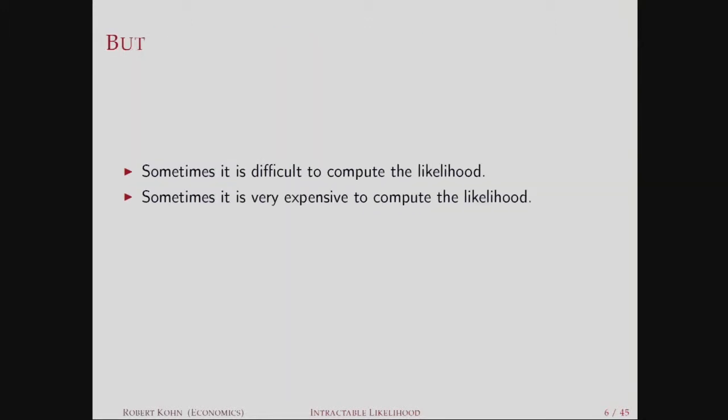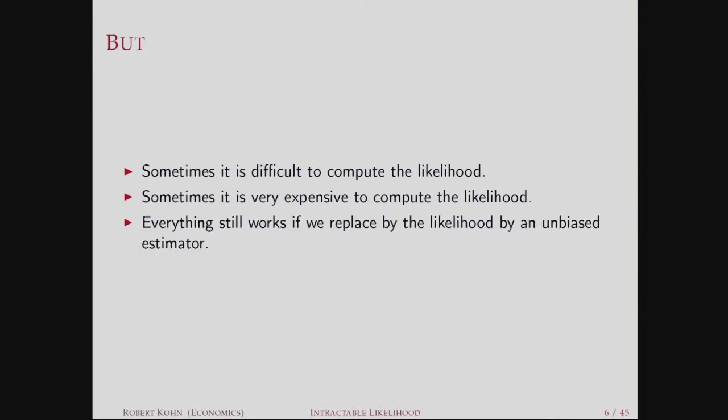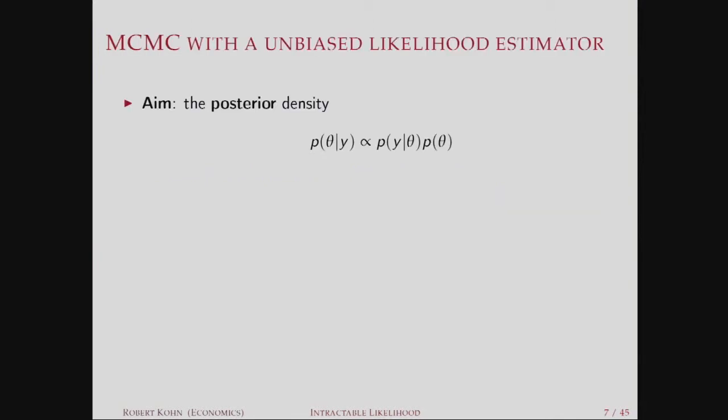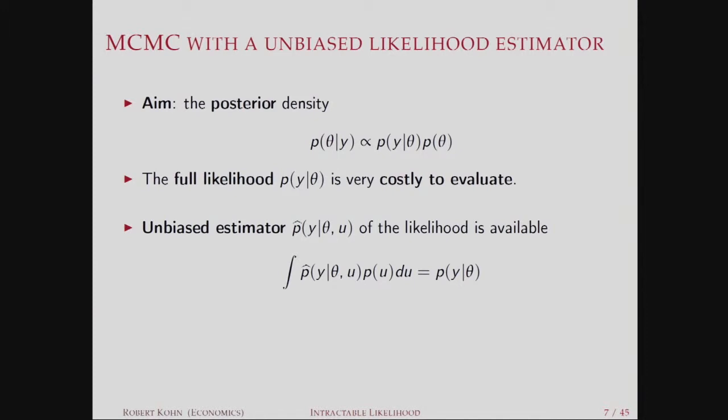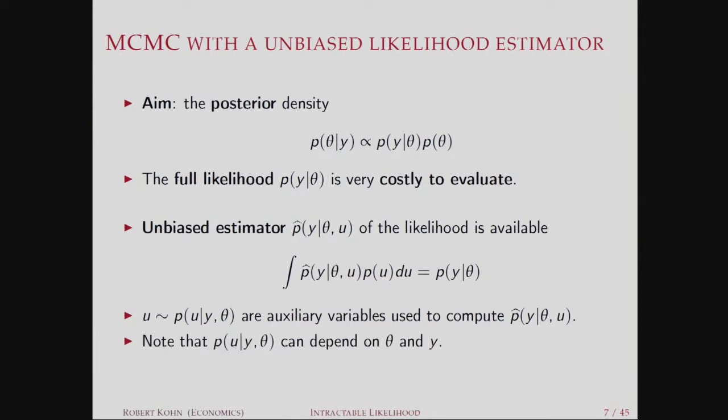But sometimes it's difficult to compute the likelihood. Sometimes it's very expensive. Everything still works if we replace the likelihood by an unbiased estimator. So one case I'll talk about is when the full likelihood is very costly to evaluate. By unbiasedness, I mean that p hat(y | theta, u), where the u are the random variables that allow us to estimate, when I integrate u out, gives me p(y | theta). The u can be generated from a density that depends on both y and theta. That's still okay. The u's are the auxiliary variables.